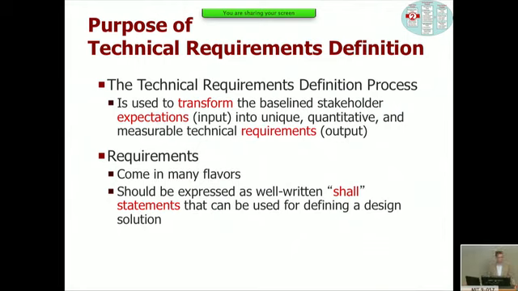Why are we doing this? Why are we spending our time writing technical requirements? It's essentially to transform those stakeholder expectations we talked about last time, transform them into measurable technical requirements. Requirements come in different flavors, and I'll mention those flavors, and we express them in these shall statements.